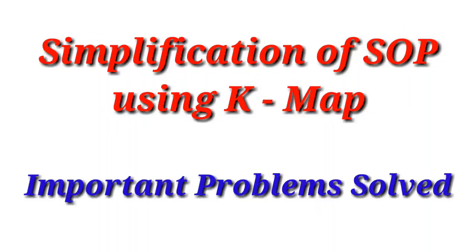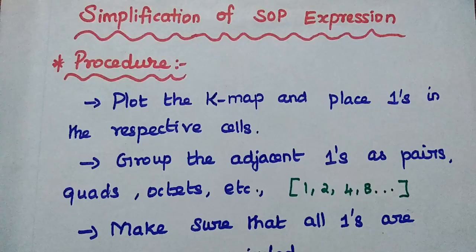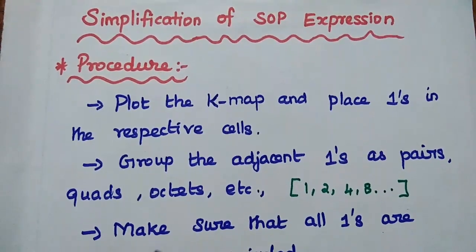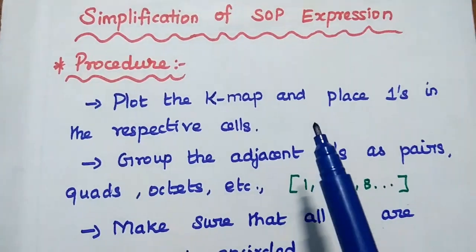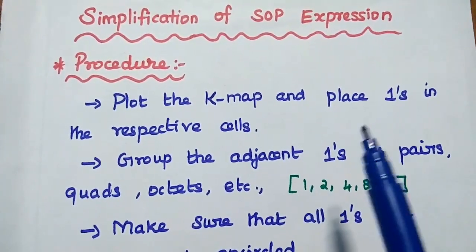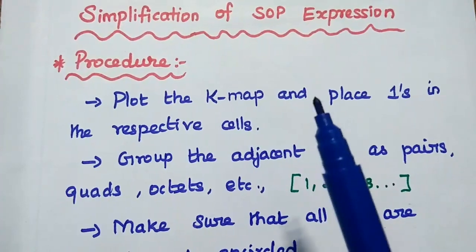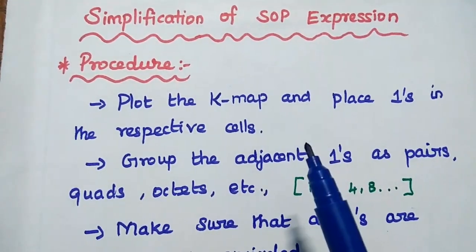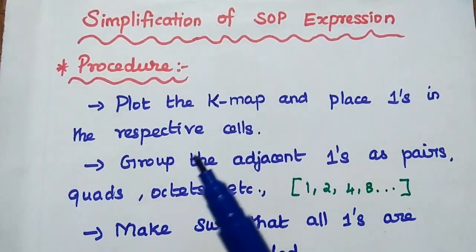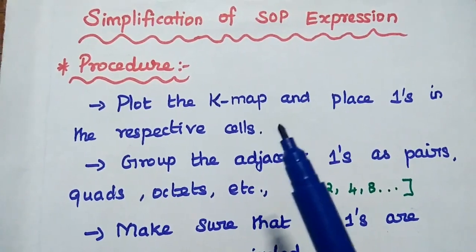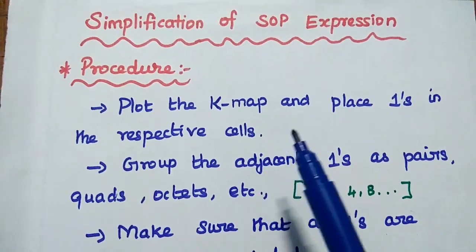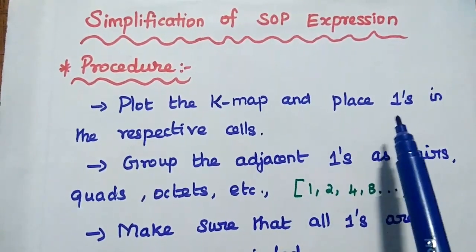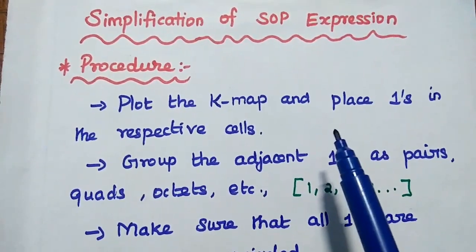Dear students, now we are going to solve important problems in simplification of SOP using K Map. Procedure for the simplification of sum of products expression using K Map method. Sum of product is nothing but minterms. The first step is to plot the K Map based on the number of variables given in the Boolean expression and then place ones in the respective cells.